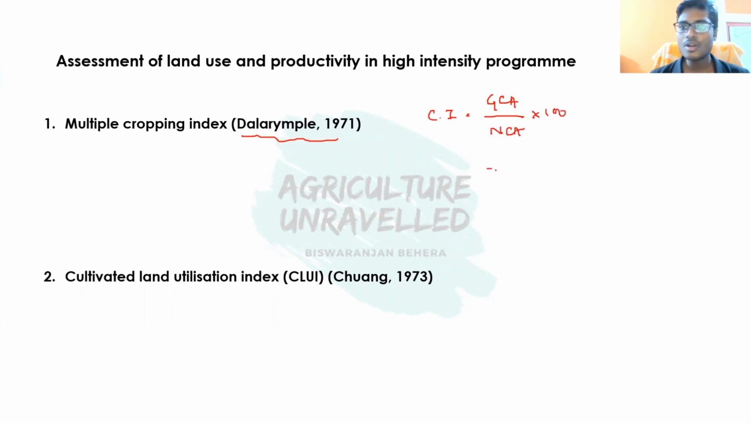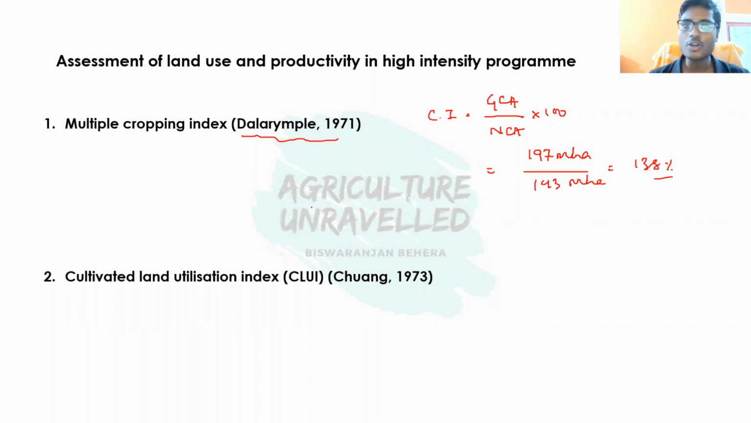For example, in India, the gross crop area is around 197 million hectare, whereas the net crop area is 143 million hectare. So the cropping intensity will be around 138%. This is a small example of cropping intensity calculation.